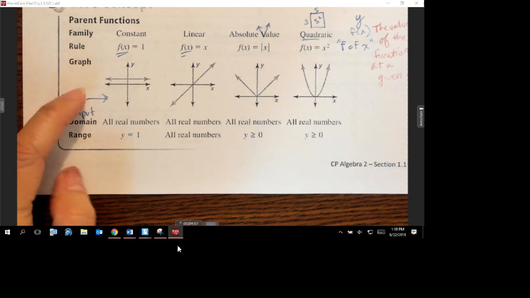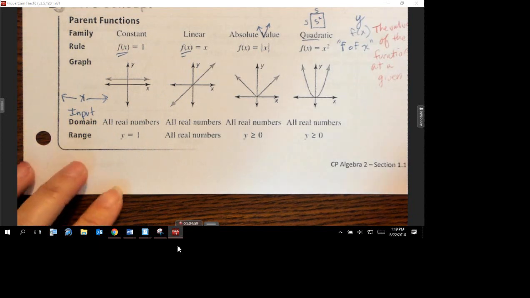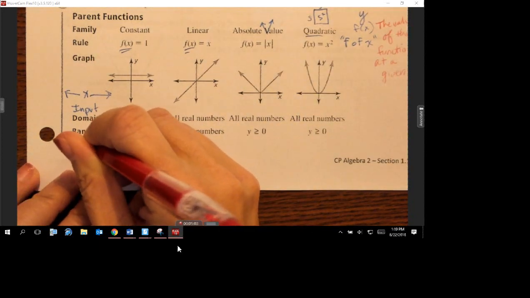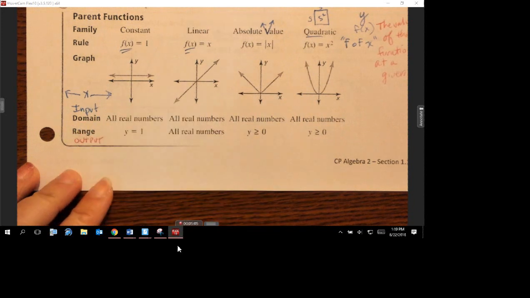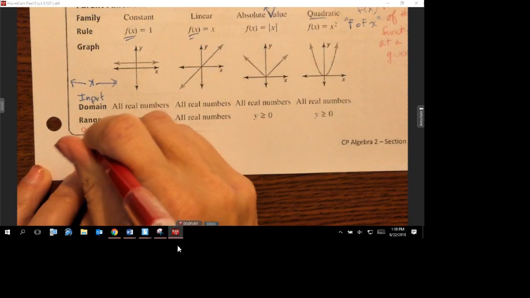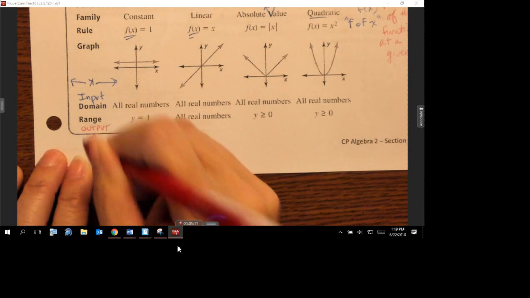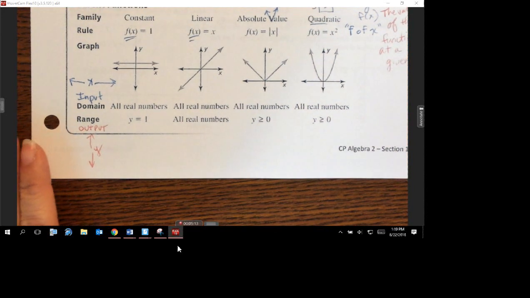Then the range is the output of the function. It's the numbers we get out. It will be the up and down. It's going to be the y values. The output is the up and down, the y values.